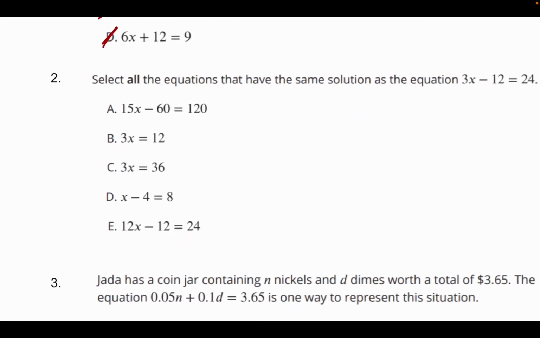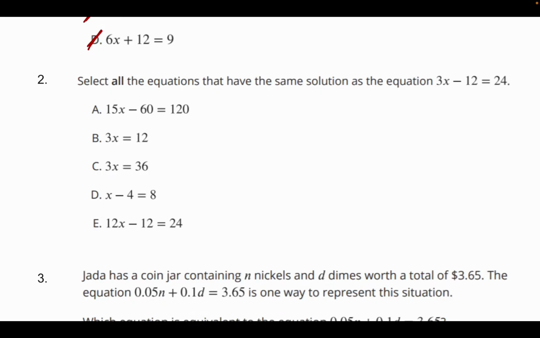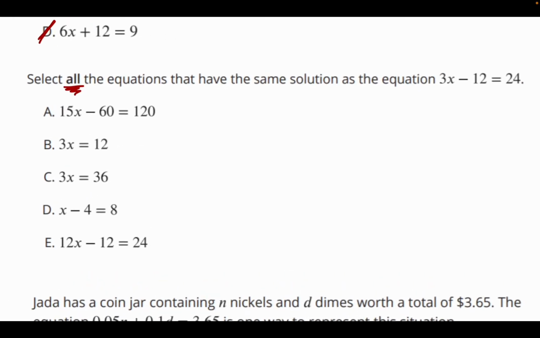We are going to do number 2 here, which is now select all the equations. So all means more than one, possibly, because we have to look at each of these. All of them that have the same solution as 3x minus 12 equals 24. So we can do the same thing where we just try to see, is there something that multiplies or divides or adds or subtracts to make this equal? The same steps we would take as we solve the equation are potentially here as well.